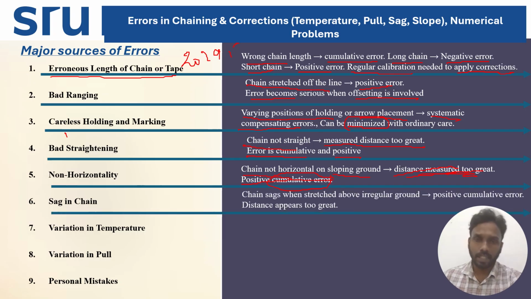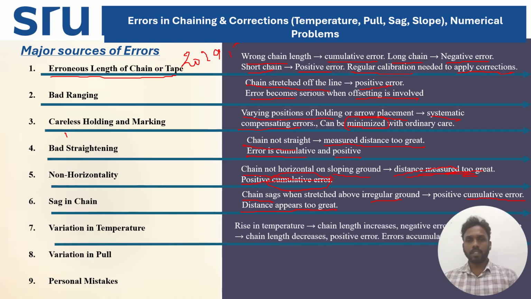Next one is sag in chain. When a chain sags and is not stretched above your irregular ground, that will come under error, and it is a positive cumulative error because your sag in chain cannot be rectified. So whenever a measurement you are taking is above your ground, that will give error in a reading. So the distance appears too great because your chain length decreases, so the measurement you are taking will be too great. So this leads to positive cumulative error on your measurements.